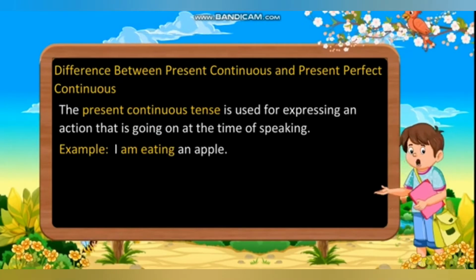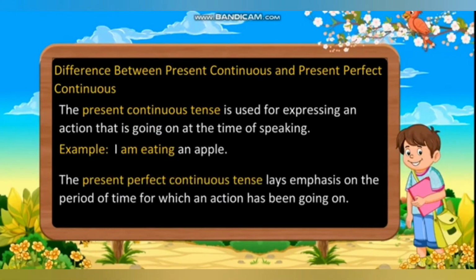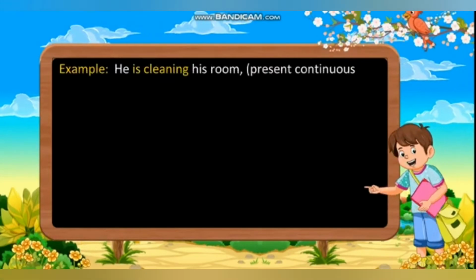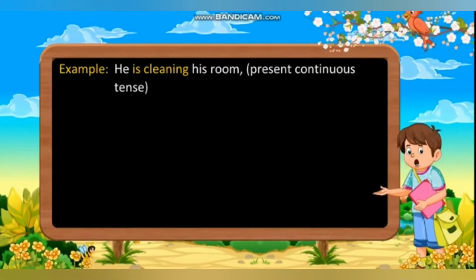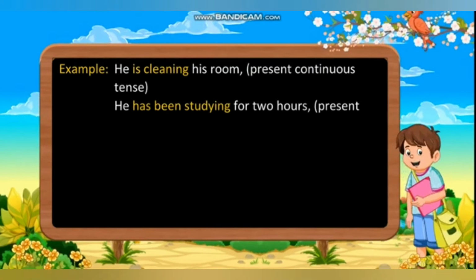Example, I am eating an apple. And present perfect continuous tense emphasizes the period of time for which an action has been going on. Example, he is cleaning his room, present continuous tense. He has been studying for 2 hours, present perfect continuous tense.